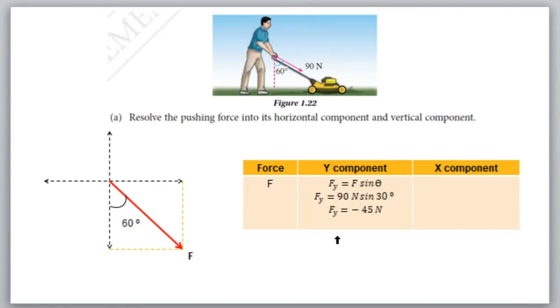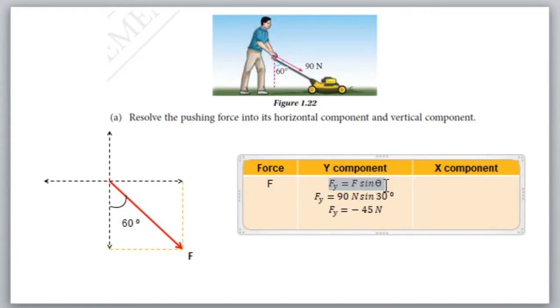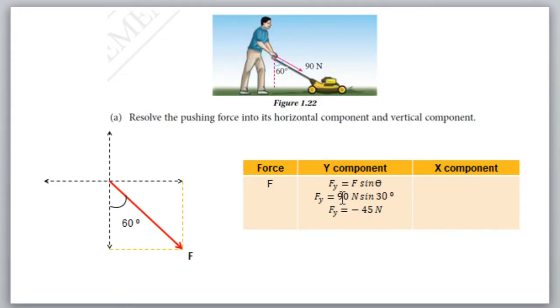For y component, Fy equal to F sin theta. Remember that the angle is measured from the x-axis, so the angle will be 30 degrees, right? Thus, the y component will be F sin theta, where F is 90 Newton, sin 30 degrees. So Fy will be negative 45 Newton. And the x-axis, Fx equal to F cos theta.